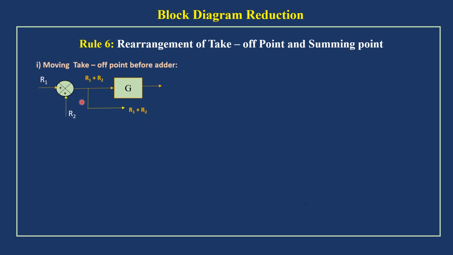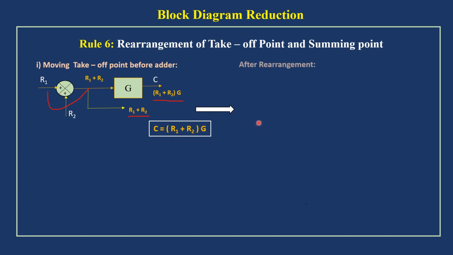Now we need to shift the takeoff point before the adder such that the output of the takeoff point is the same. The main output is (R1 plus R2) G. This output and this output should be the same. So now we are going to shift that.